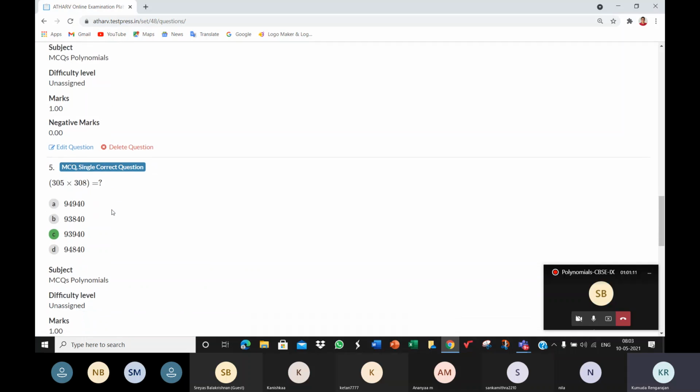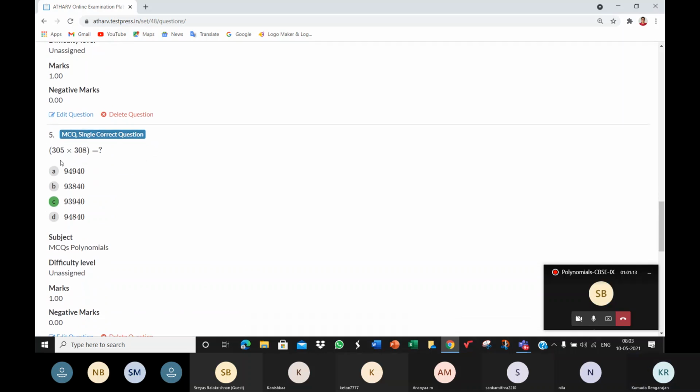This one also. 305 into 308. How do we do this? Ma'am, it is also a formula, x plus a into x plus b, 8th standard. So 300 plus 5 into 300 plus 8.